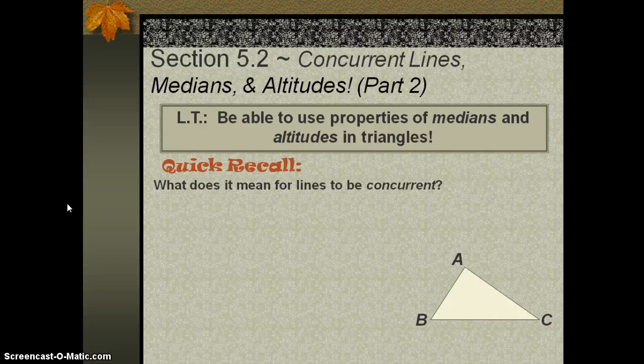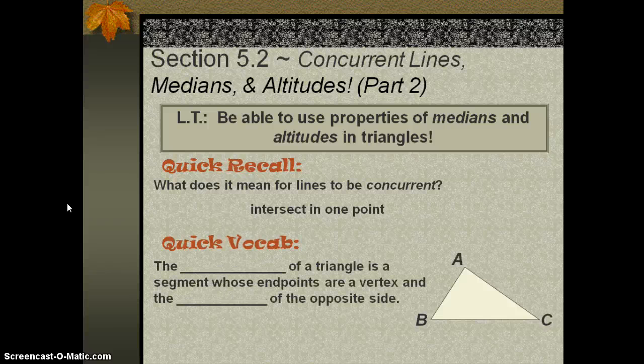So, what does it mean for lines to be concurrent? This is what the first video was over. Concurrent lines intersect at one point. So it's where we have three or more lines intersecting at a point. Here's some quick new vocab.